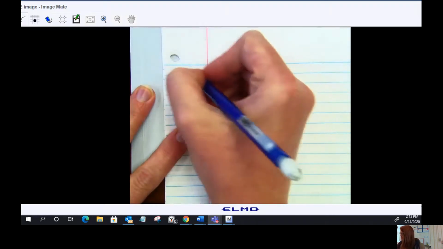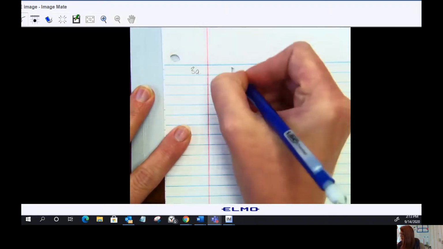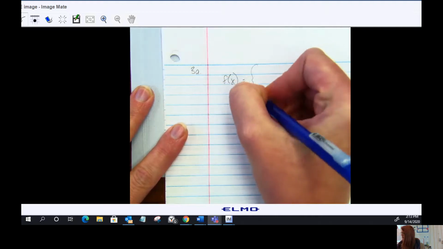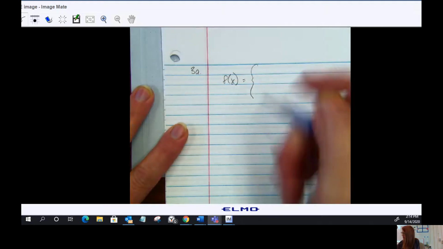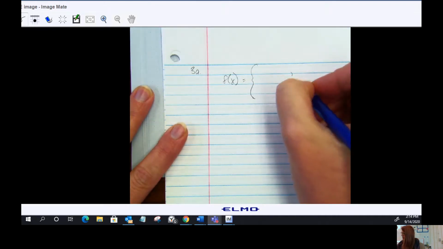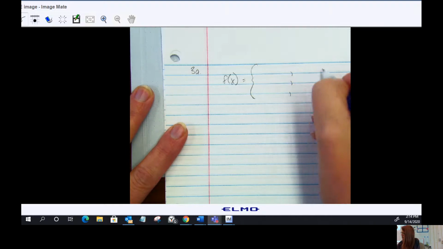I'm going to start out with f of x equals, let's draw braces. And this is where I'm going to write my rules. I'm going to put a space. We're just going to start filling things in.